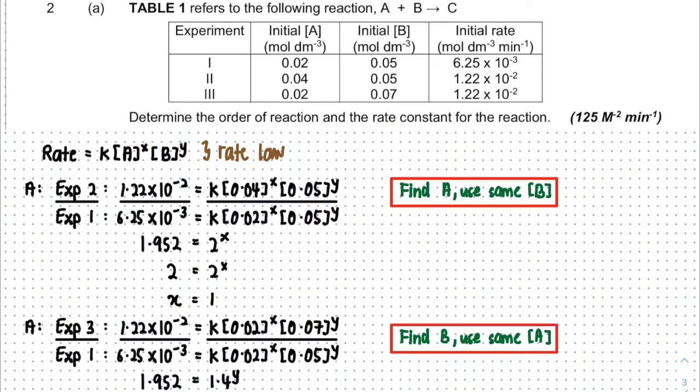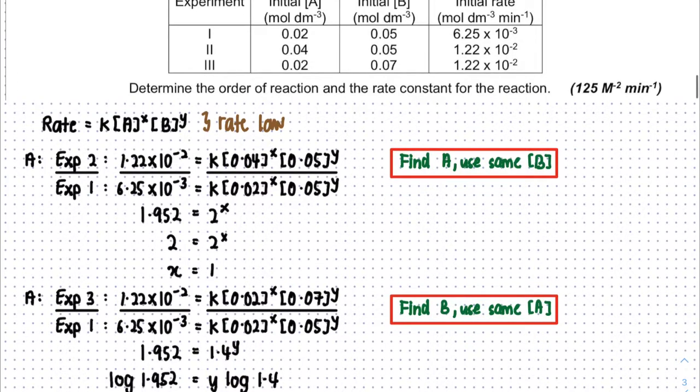Okay, to find the order of reaction with respect to A, we're going to use the same concentration of B, so that we can cancel these out. K can also be cancelled out. Okay, so if you use experiments 1 and 2, you will still get the same answer.